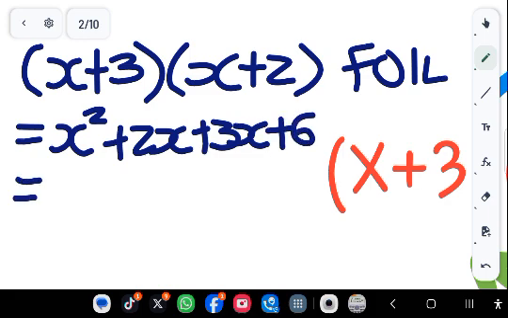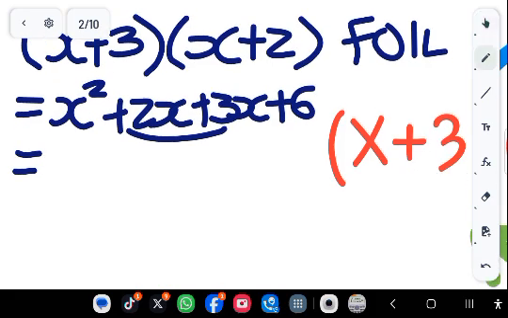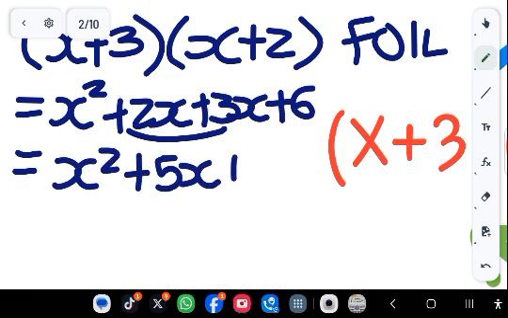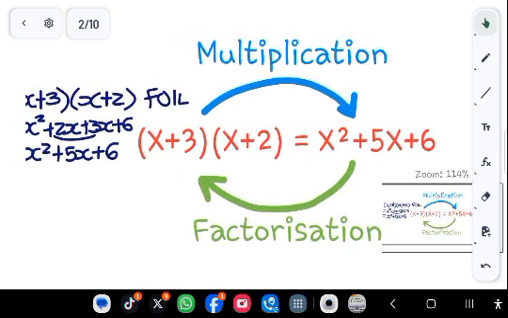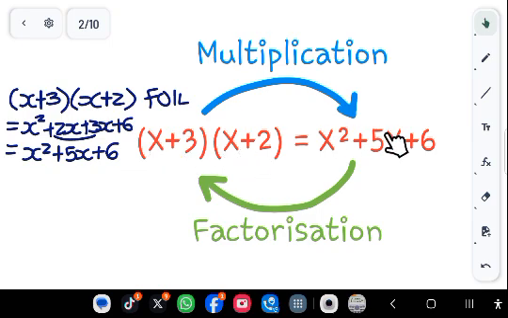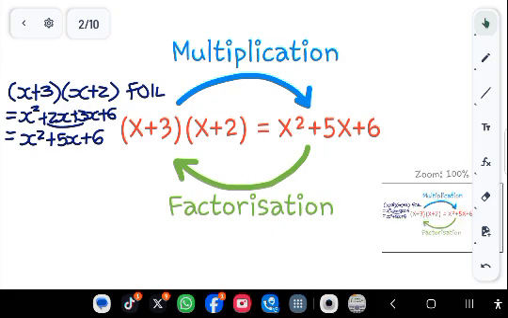Now you add the middle terms because these terms are like terms and we add like terms. So this is 2 cows plus 3 cows, that will give us 5 cows, and the answer therefore is x squared plus 5x plus 6. Now that I've convinced you, when you multiply the left hand side together, you get the right hand side. Now let me show you how we go back from this to the factors. In other words, how to factorize.